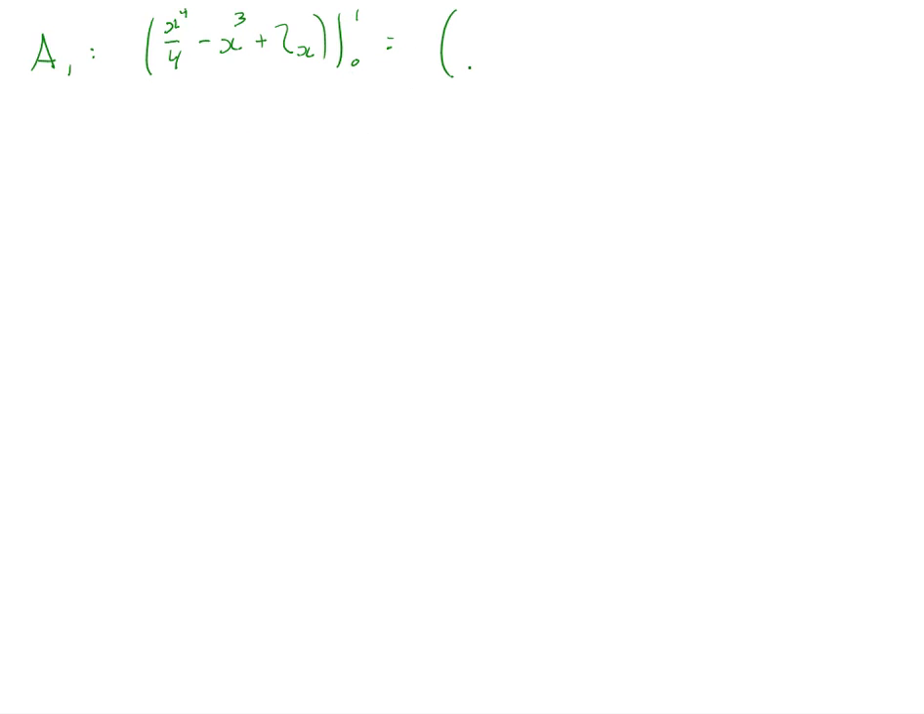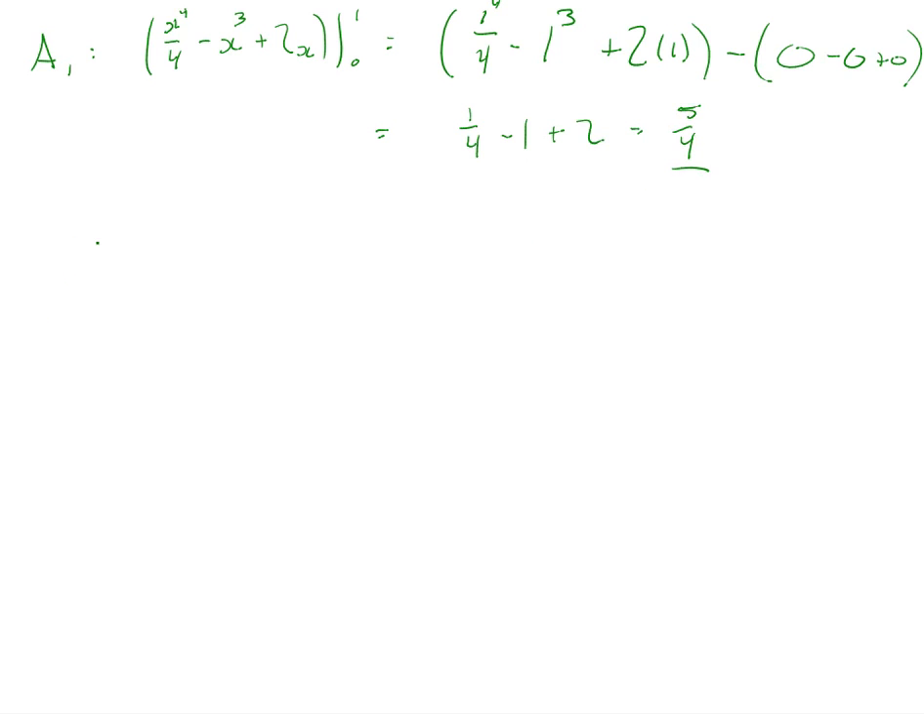Plug in our first number, 1 to the 4 over 4 minus 1 cubed plus 2 times 1. And we'll subtract what happens when we put in our second number, 0 minus 0 plus 0. That's pretty boring. So we end up with a quarter minus 1 plus 2. That's 1/4, sorry, minus 4 over 4 is negative 3 over 4, plus 8 over 4 is positive 5 over 4. So that's our first area.